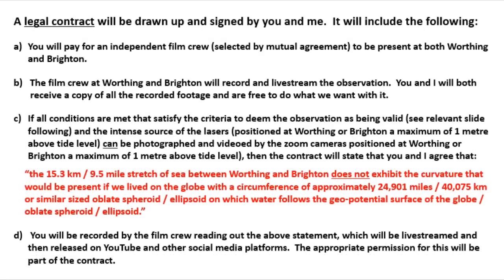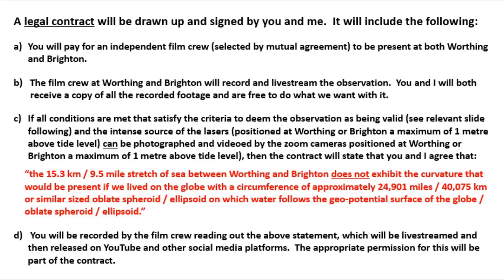A legal contract will be drawn up and signed by you and me. It will include the following. A. You will pay for an independent film crew selected by mutual agreement to be present at both Worthing and Brighton. B. The film crew at Worthing and Brighton will record and live stream the observation. You and I will both receive a copy of all the recorded footage and are free to do with it what we want.